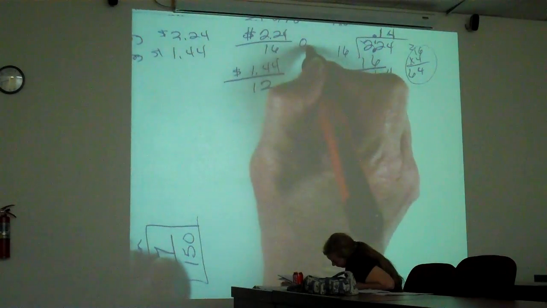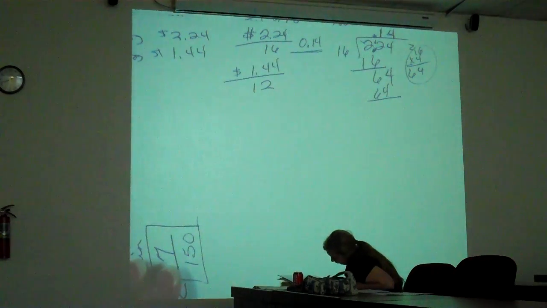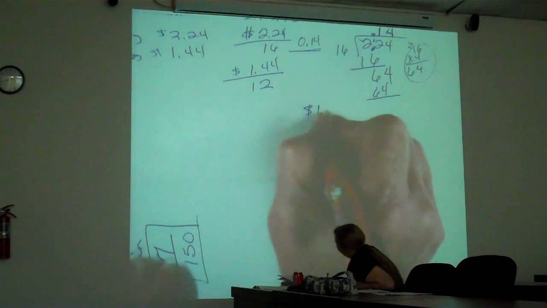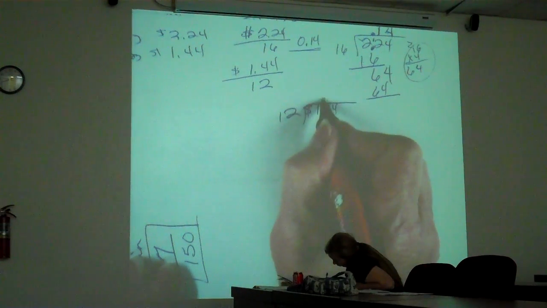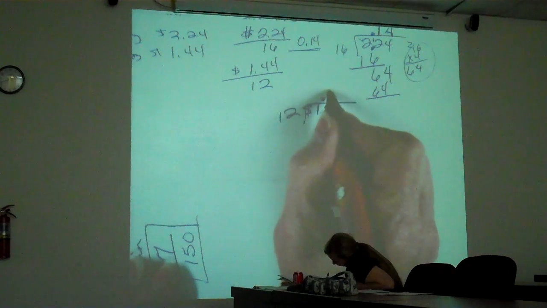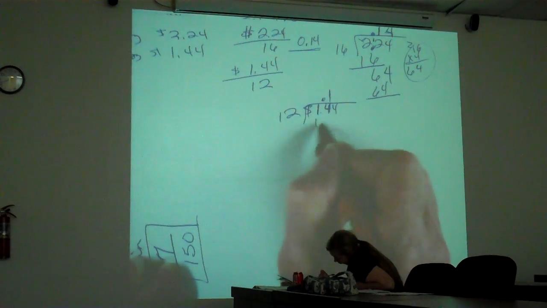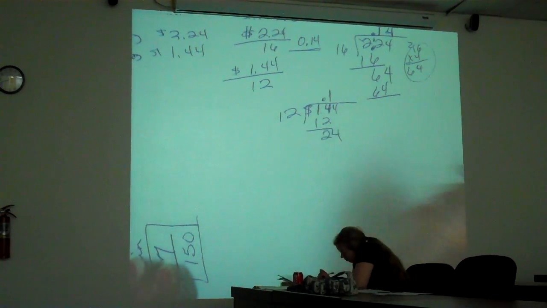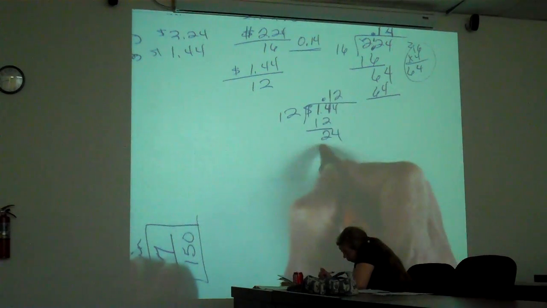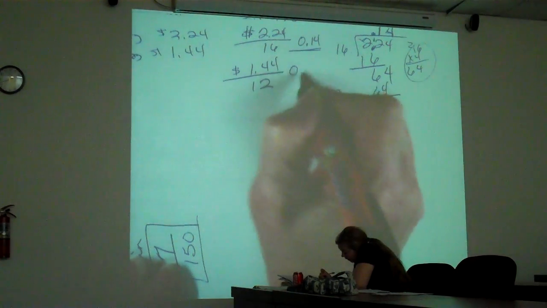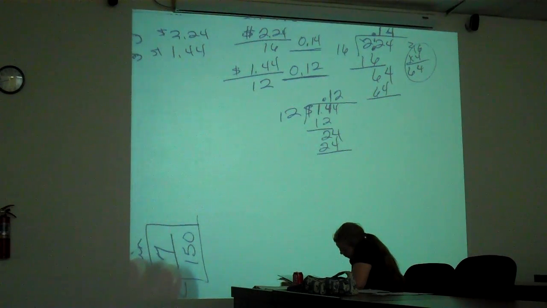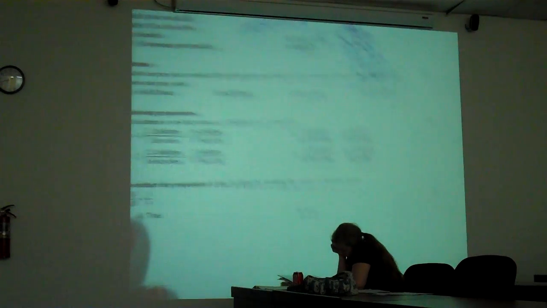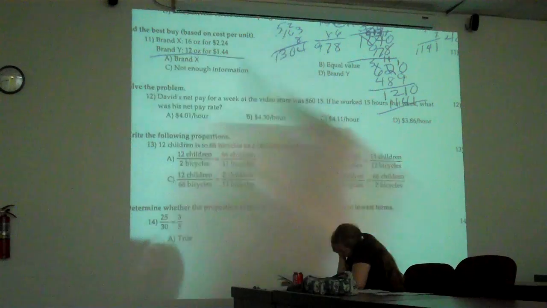Okay, the other one, $1.44, divide that by 12. 12 into 14 is 1. 12 into 24, 2. Brand Y is actually cheaper. 12 cents per ounce instead of 14 cents per ounce. So that would be brand Y.